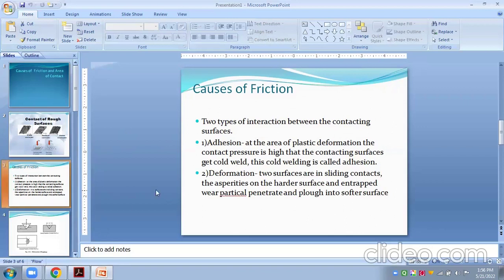Okay. So the next interaction, or interlocking of the asperities, is deformation. When two surfaces are in sliding contact, the asperities on the harder surface, and entrapped wear particles, penetrate and flow into the softer surface. So this is the deformation. The total frictional force is the addition of the frictional forces due to adhesion and deformation, that is ploughing. The total coefficient of friction is the addition of the coefficient of friction due to adhesion and the coefficient of friction due to ploughing.